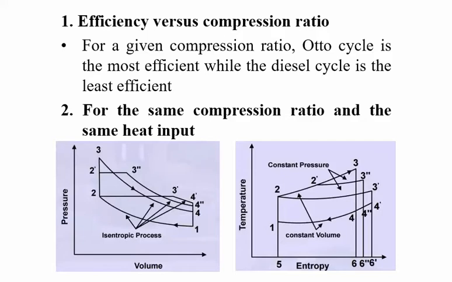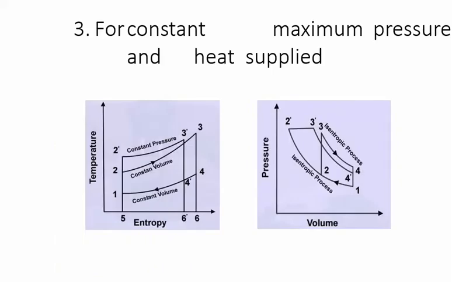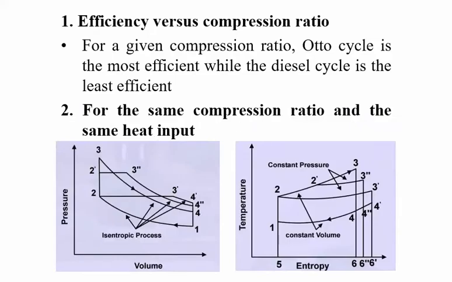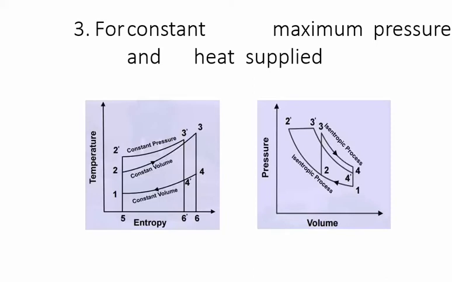Next we have maximum pressure and temperature, or we can say heat supplied. For the second portion we have the compression ratio, heat supplied, and then constant maximum pressure and heat supplied. It is observed that the efficiency of the diesel cycle would be more than the Otto cycle for the same maximum pressure and temperature achieved during the cycle. The efficiency of the diesel cycle is greater than the Otto cycle.